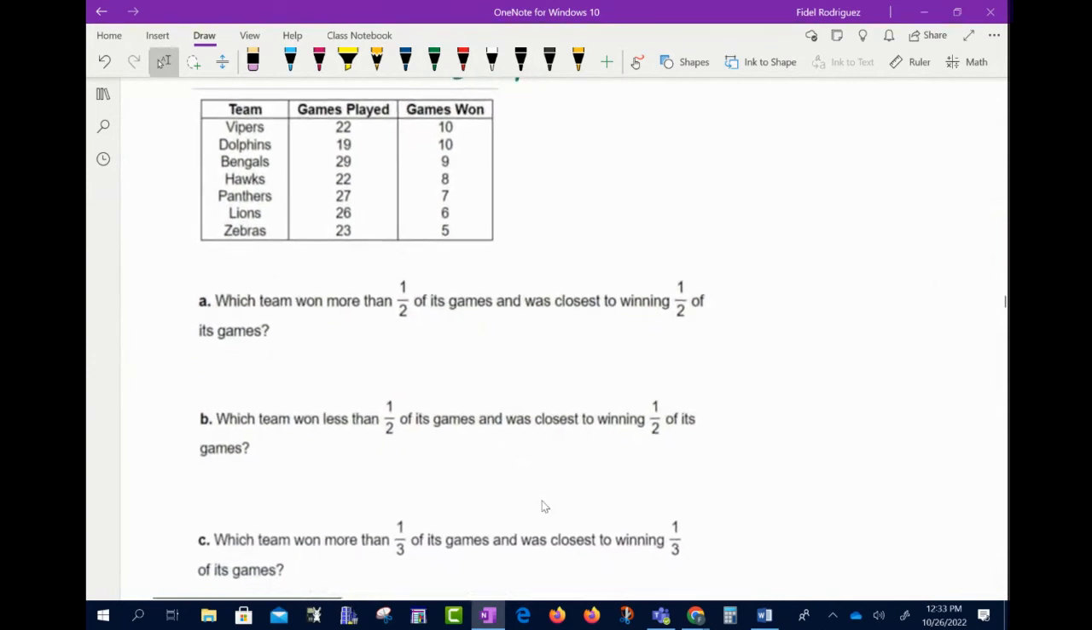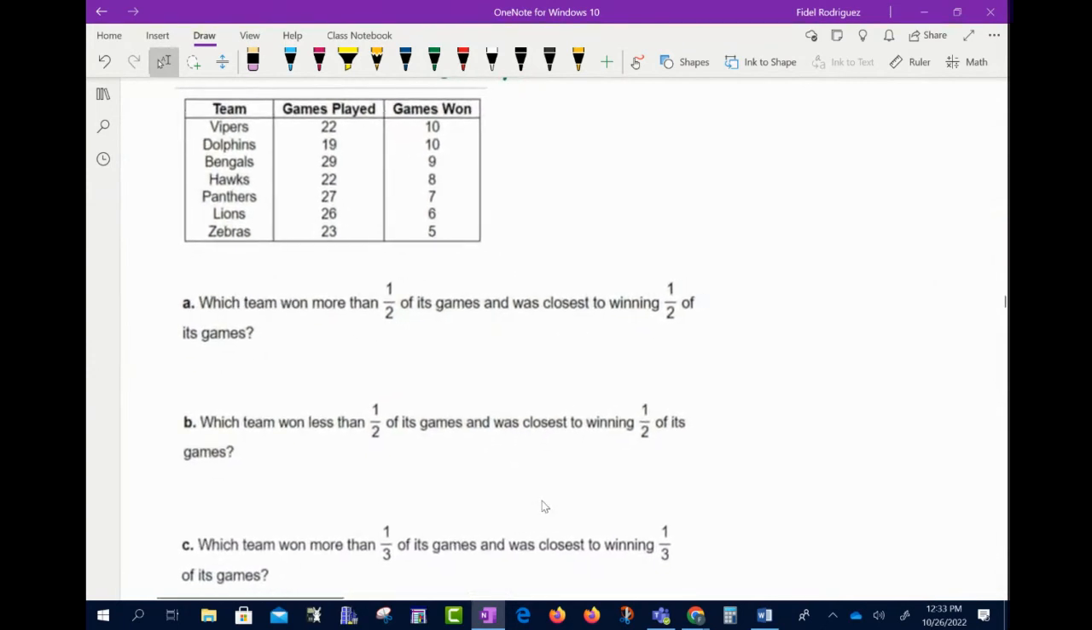The first question says, which team won more than half the games and was closest to winning half? Okay, so they got to win more than half, but they're really close to winning half. The second question says, which team won less than half of its games, and it's closest to winning half. And the third question says, which team won more than a third of its games and was closest to winning 1/3?